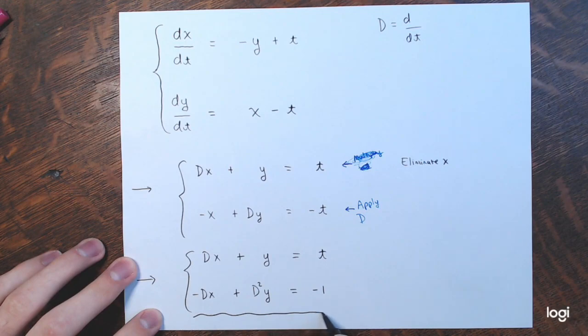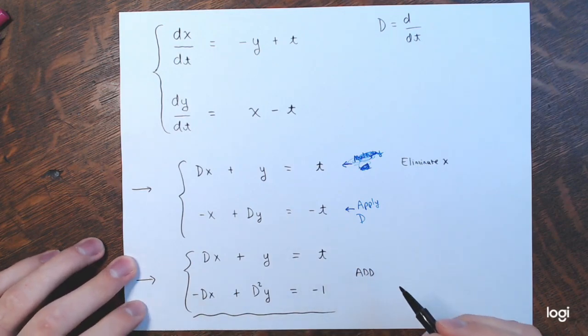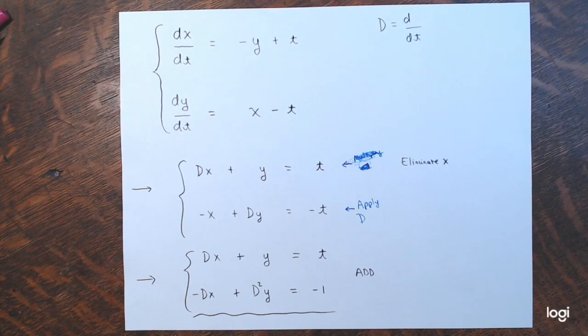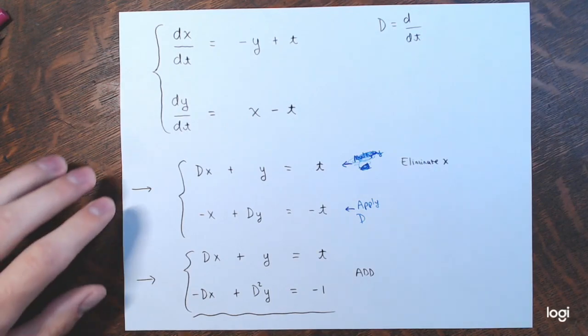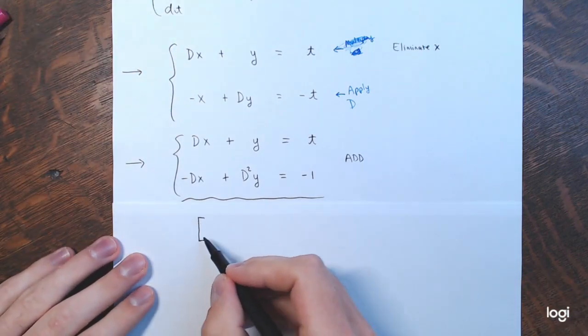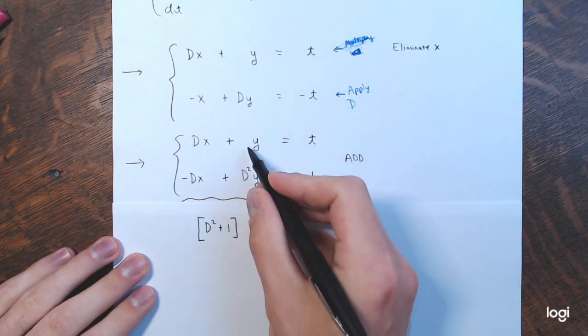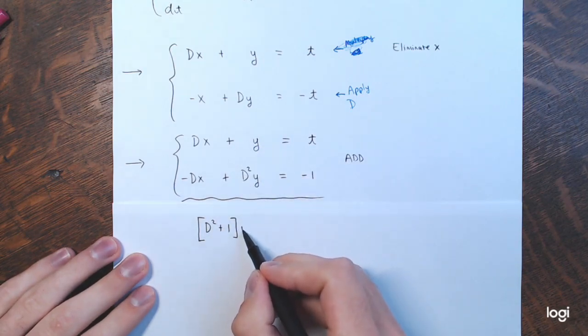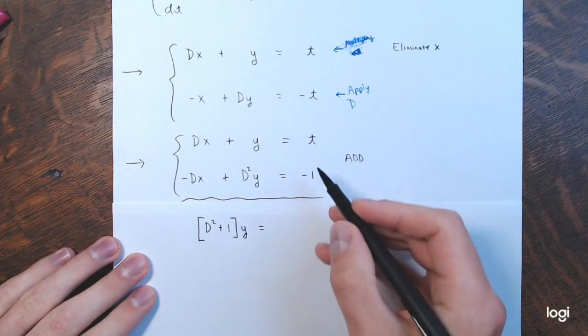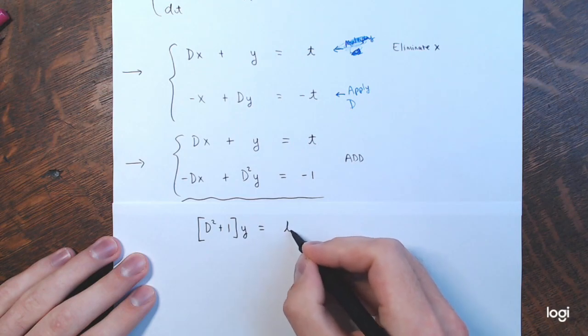All right, now I have what I want: these operators in front of the x are opposites. Then we add the equations together to eliminate the x terms. And we get a differential equation in y with d squared plus 1 as the operator on y. And then it's a non-homogeneous equation. Over here I'd have t minus 1.